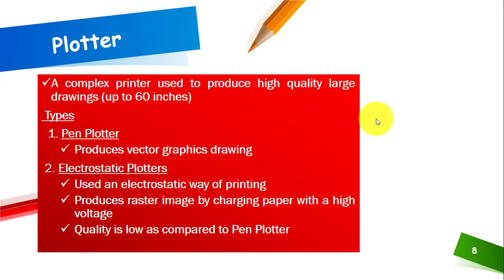Next one we have is a plotter. A plotter is a complex printer used to produce high quality large drawings up to 60 inches. The types we have are pen plotter and electrostatic plotter. A pen plotter is used to produce vector graphic drawings. Electrostatic plotters use an electrostatic way of printing and produce raster images by charging paper with a high voltage, and the quality of an electrostatic plotter is comparatively low as compared to the pen plotter.